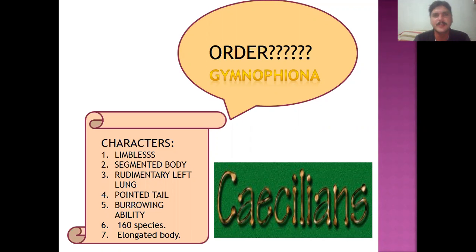Today I'm going to explain the next order of class Amphibia. Today the order name is order Gymnophiona. This is the order of Caecilians, as you can see in this image. That is a Caecilian group. That's why today I'm explaining the limbless amphibians.